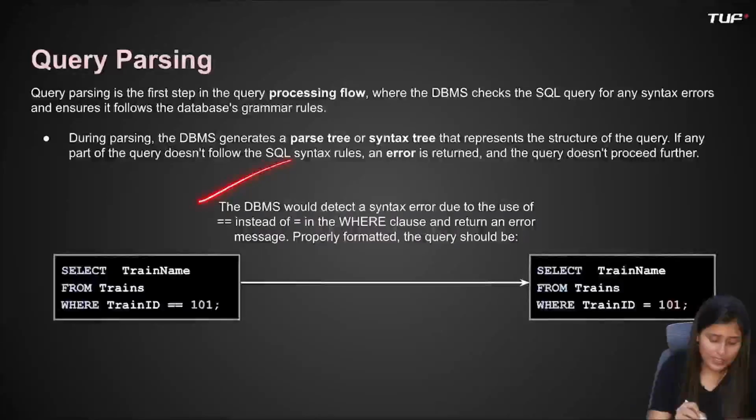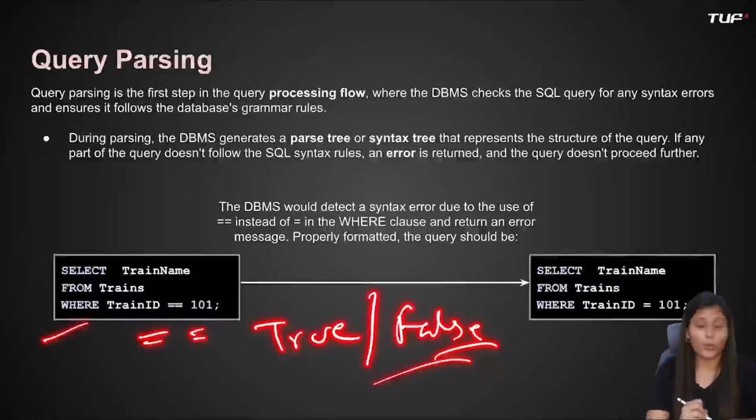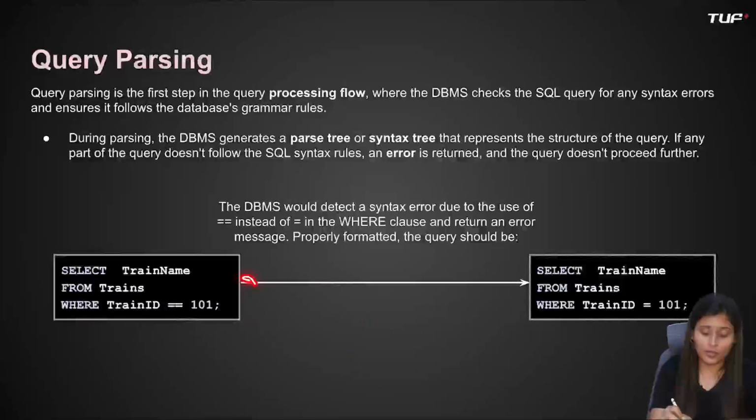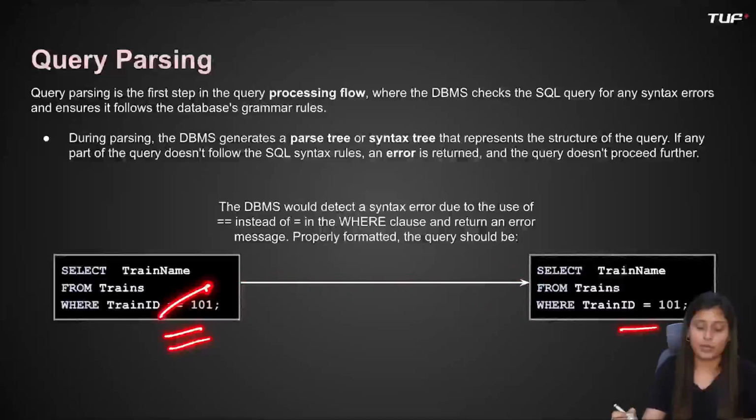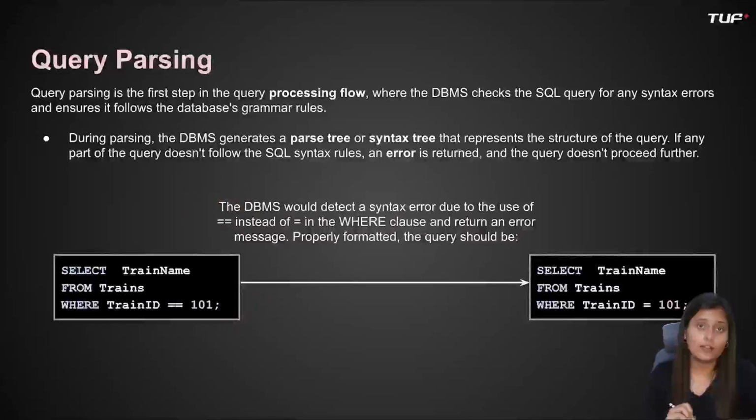So let's see the first statement. We are selecting the train name from the train table where train ID equal to 101. You know the equal to gives a result of either true or false, right? So here the query itself is wrong. What can be the correct query for this? Instead of double equal to, we have to use a single equal to, right? In this case, as it contains an error, the query will not get processed further. So that's the task of query parsing.